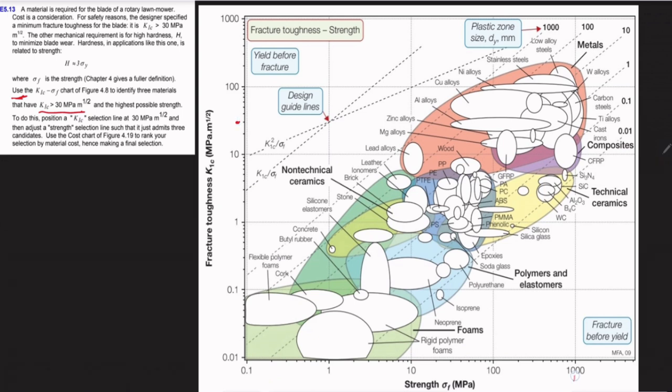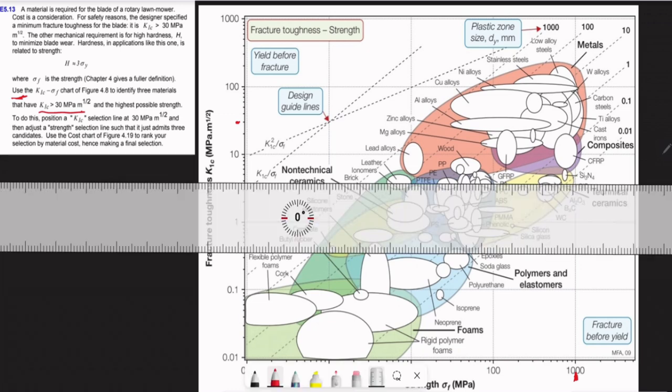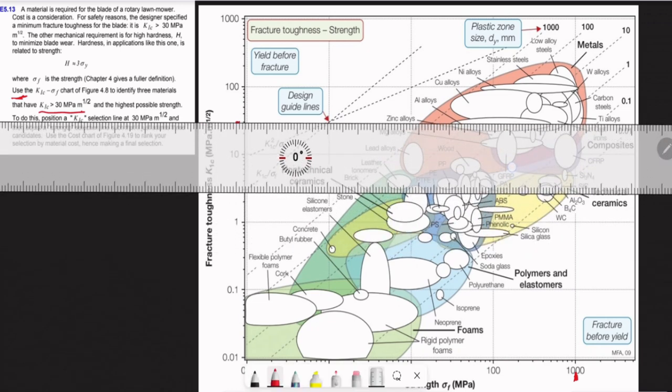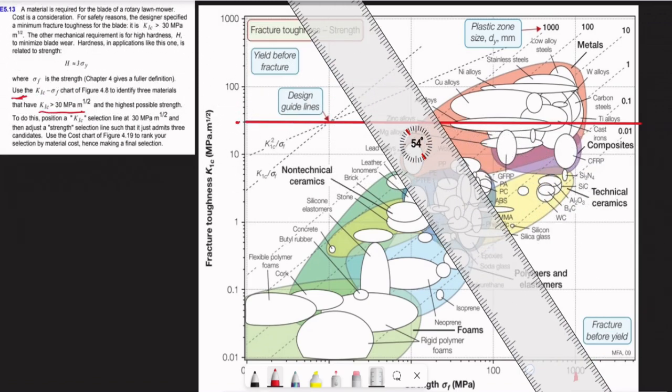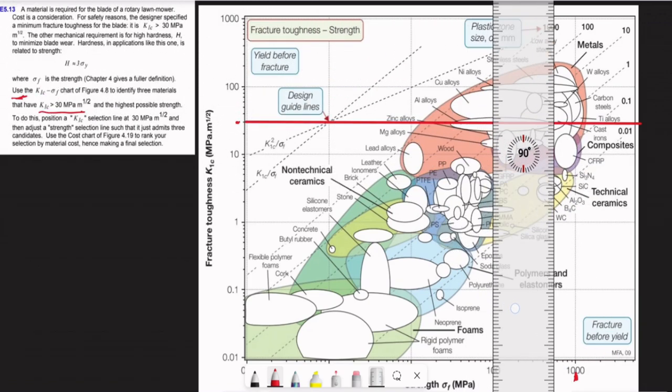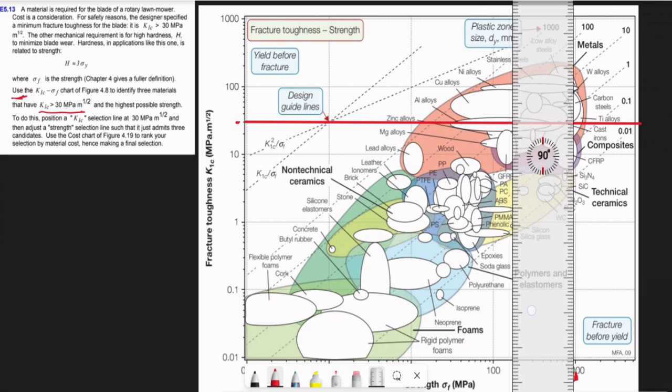We can say greater than 1000 MPa as our strength. All we have to do is get our ruler and place it at 30 MPa. Once you place it at 30 MPa, you draw your line. That's for the fracture toughness. Then for the stress, you bend your ruler all the way towards 90 degrees, then you come all the way towards 1000, just below 1000, sorry. So you draw your line for 1000. Once you draw your line, take off your ruler.